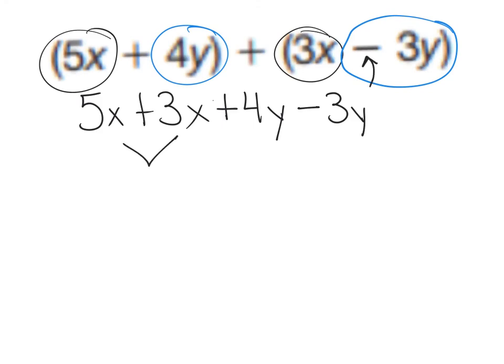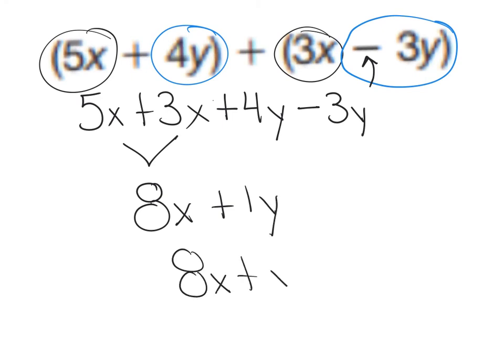So 5x plus 3x gives me 8x. 4y minus 3y gives me 1y, which is normally written as 8x plus y.